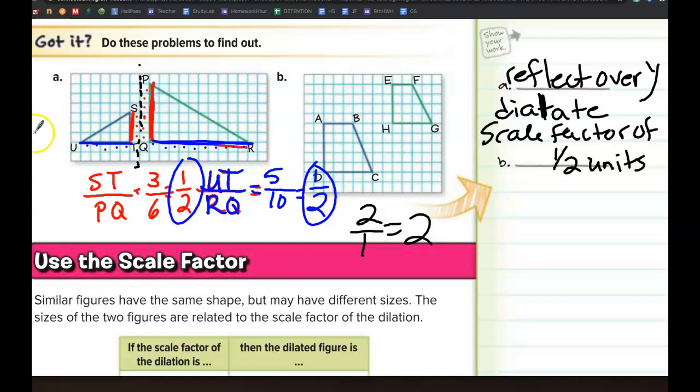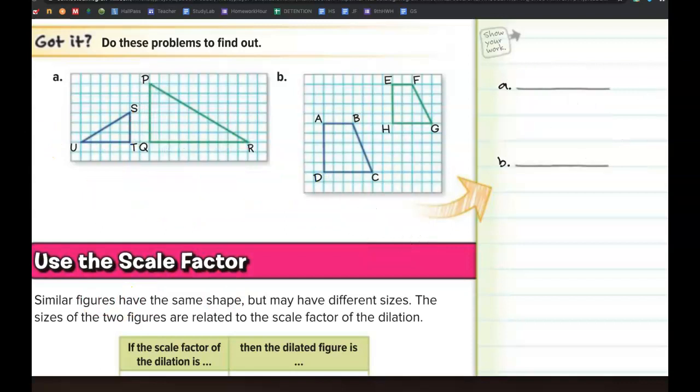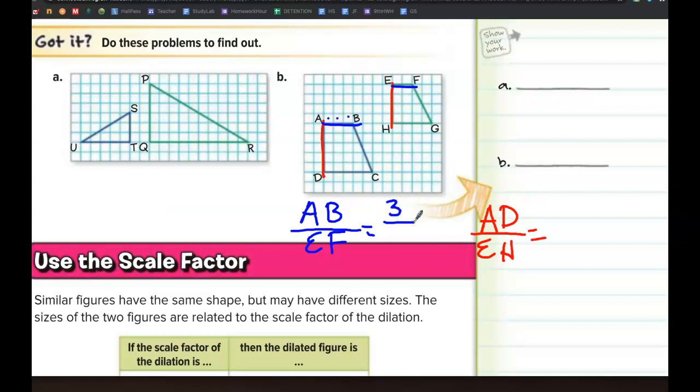Questions? All right, let's go ahead and work B. You can decide if you want to go large to small or small to large here. Remember, we have to pick two sides that are easy to find the measurements of. So I picked AB and EF. What's our side length of AB? 3. And EF? 2. Then I have AD. What's my length of AD? 5. And EH? So then what do you get for that? Are these equal ratios?